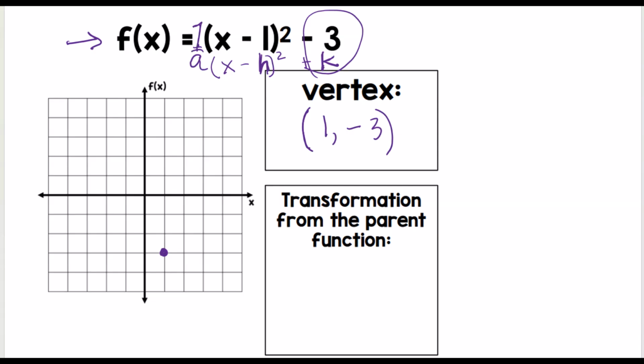And then a equals this invisible 1, right? There's no other number in front of the parentheses, right? So that means the parabola, since it's just a positive 1, is just going to open up and be the normal width of the regular x squared. So we're just going to sketch it like this with the normal width. Does it have to be perfect right now?